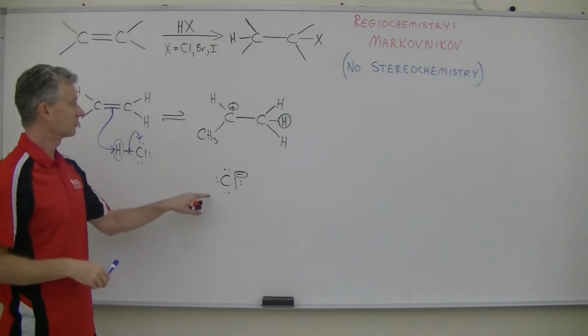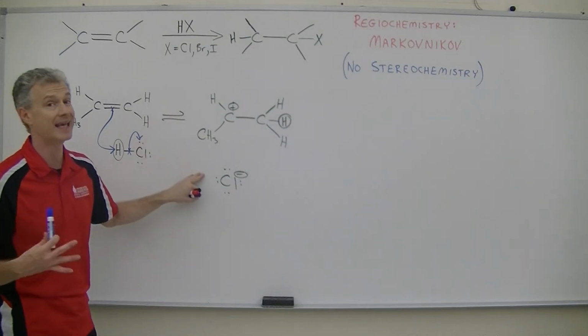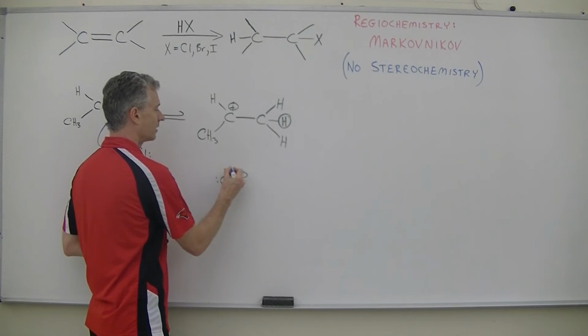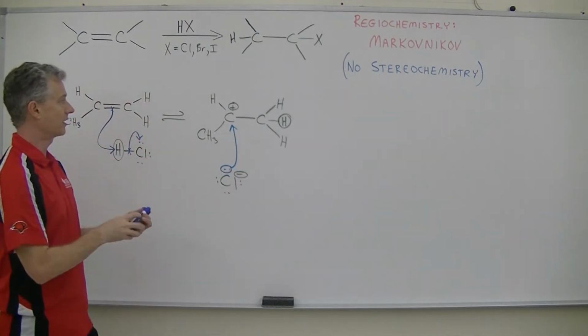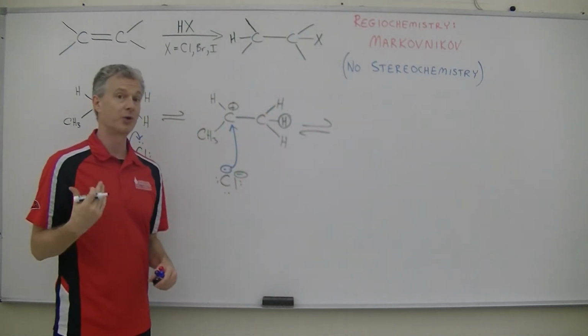And the chloride will then act as the nucleophile. You notice that this last step is the same last step that we have in SN1 substitution. And the chloride simply attaches to the carbocation. The carbocation, of course, is trigonal planar.